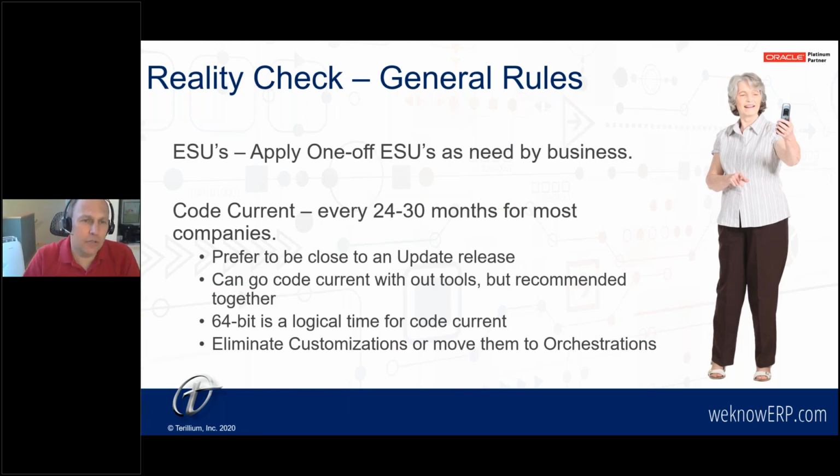On ESUs, my general rule is you apply one-off ESUs as needed by the business. When they come up, get them installed and use them as you need to. But I do recommend people look at code current every 24 to 30 months for most companies. There's some companies that have some requirements, then you do it sooner. There's some companies that get static enough that it's not as critical. But for most customers, about every 2 years.